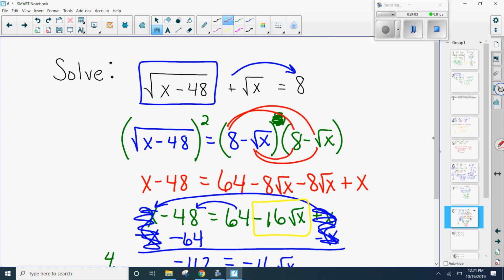Check yourself. Just a minute. Check yourself. What's 49 minus 48? 1. The square root of 1 is 1. And then you have the square root of 49, which is 7. Does that equal 8? Yes, it does. So your answer is x is equal to 49.